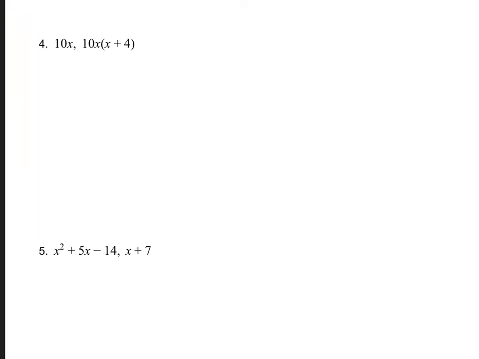So this first one, number 4, you have 2 different factors: you have 10x and you have 10x times x plus 4, right? Which one of those is the bigger one, so to speak? Which one is going to be the bigger expression? Well, we've got 10x, and we've got 10x times x plus 4. The bigger expression is obviously going to be this one, right? That's the bigger one.